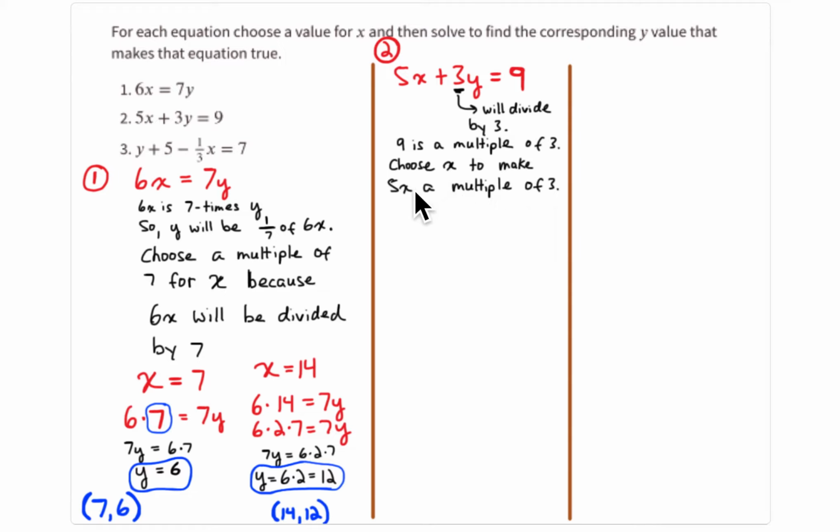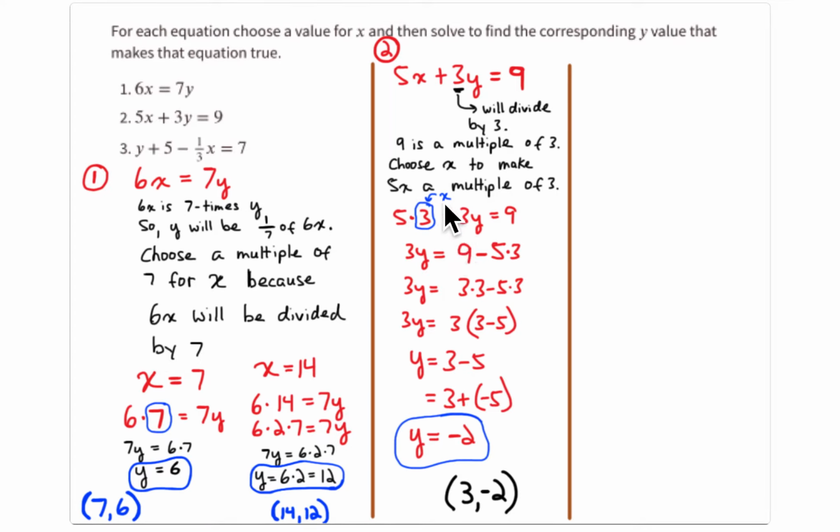So for x, you're going to choose a multiple of 3. Sorry about that. I'm going to choose the very easiest one: x equals 3. So 5 times 3 plus 3y equals 9. Now I'm going to have 3y equal to 9 minus 5 times 3, which is 15.